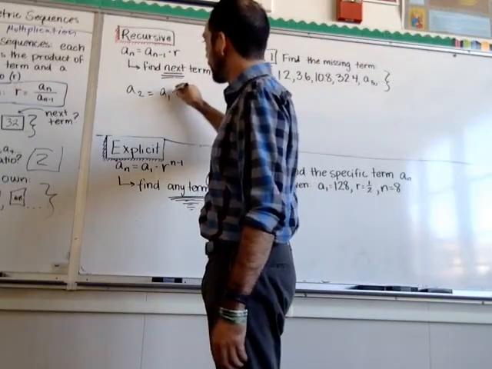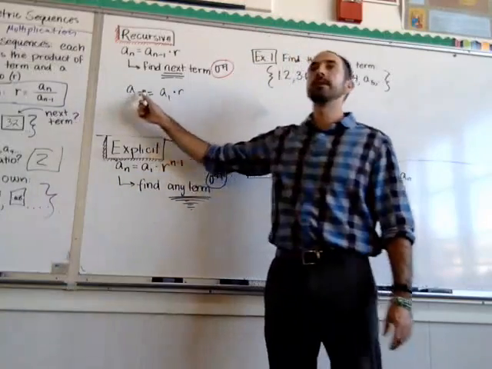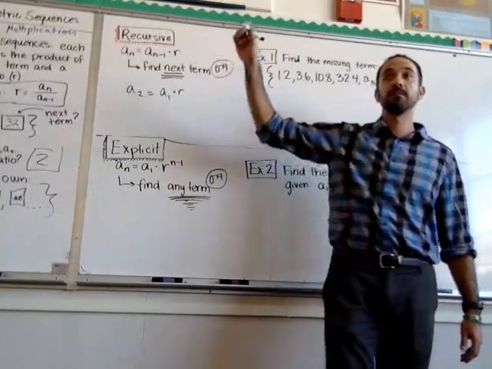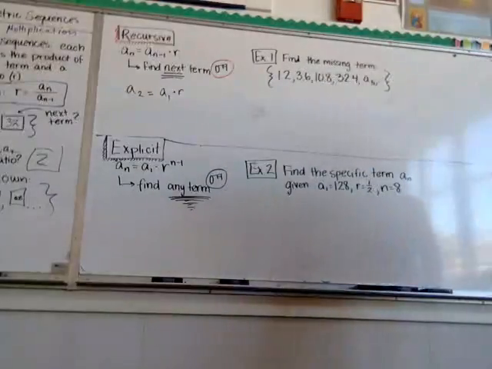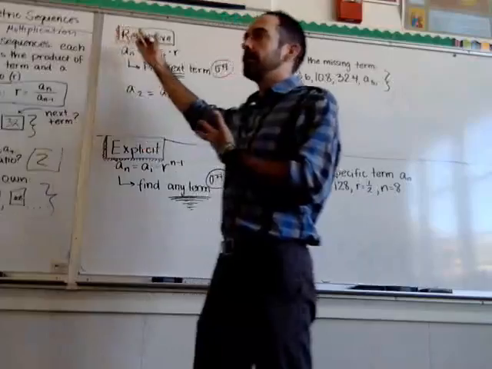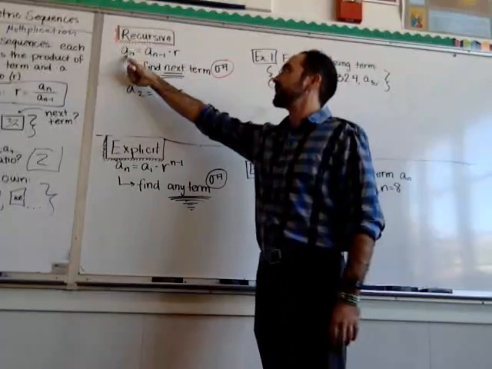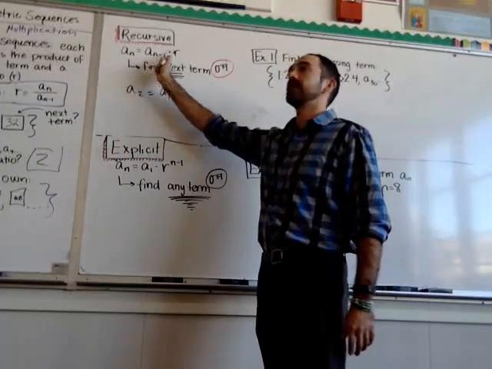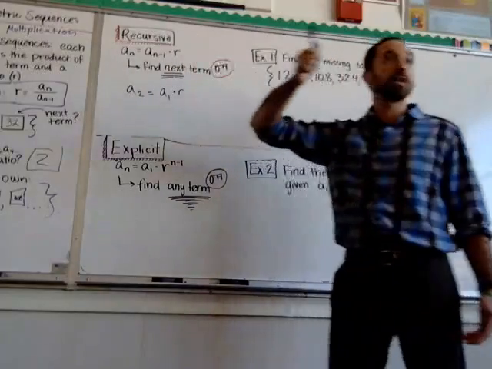Times r. Does everybody agree that the second term is the first term times r? Yes. Does that totally make sense? Okay. That's all the logic to the recursive formula is. It's just saying that the next term is equal to the term prior times r. Good with that? Okay.